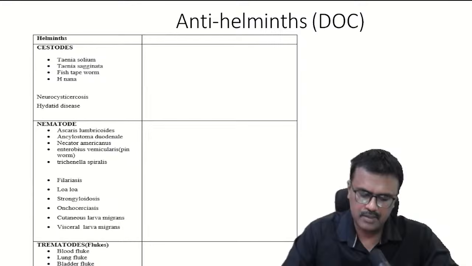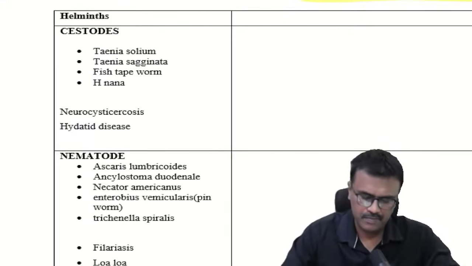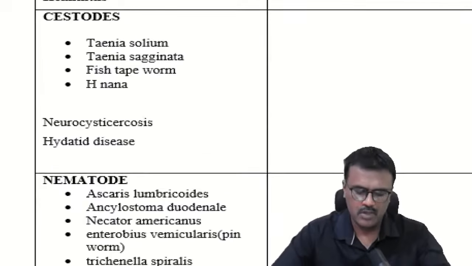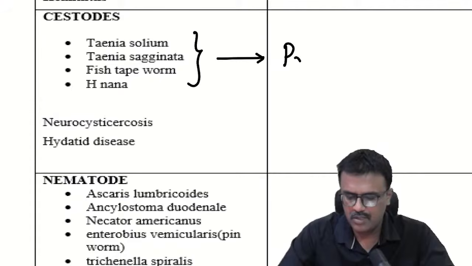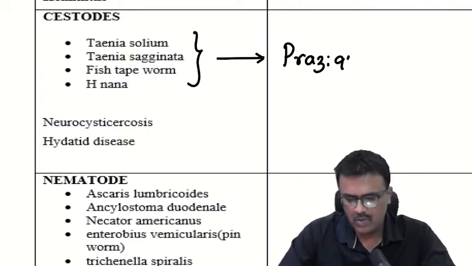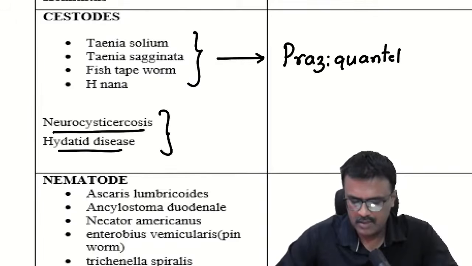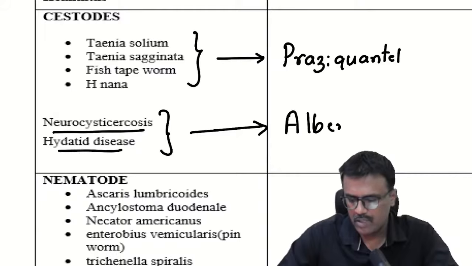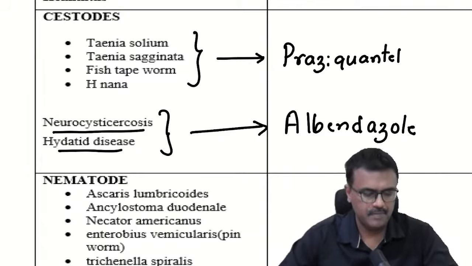Coming to anti-helminths, again they will ask you the drug of choice. Read with your micro. Helminths are of three types: cestodes, nematodes, trematodes. For all the tapeworms, Taenia solium, Taenia saginata, the drug of choice is praziquantel. Now, if there is neurocysticercosis and hydatid cyst or disease, albendazole is preferred.